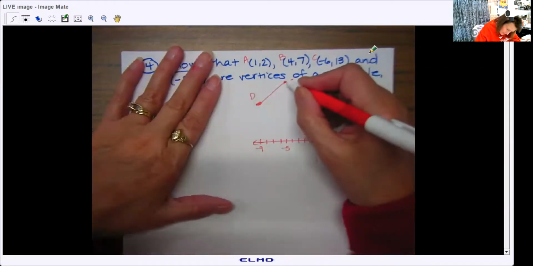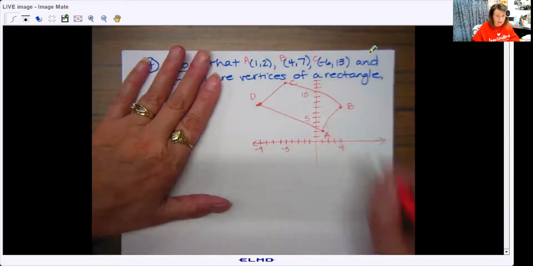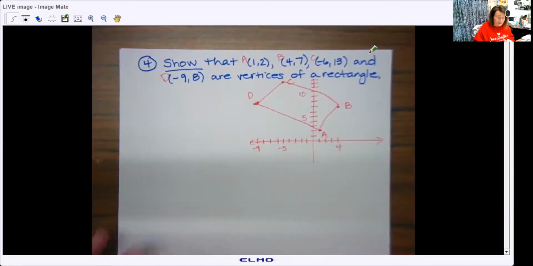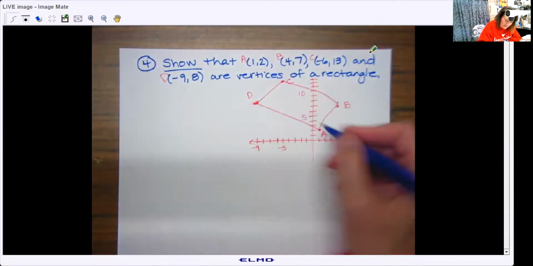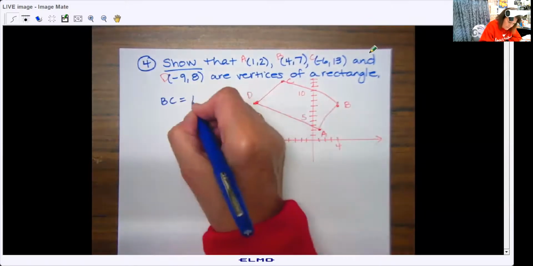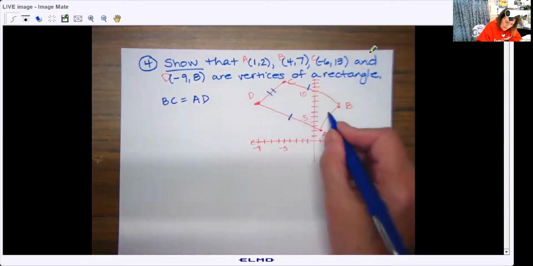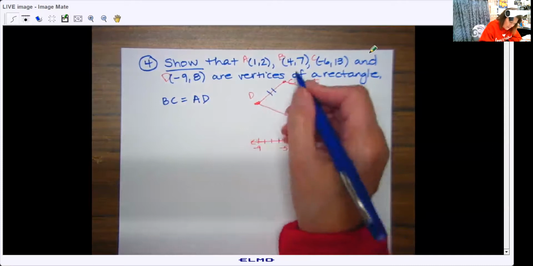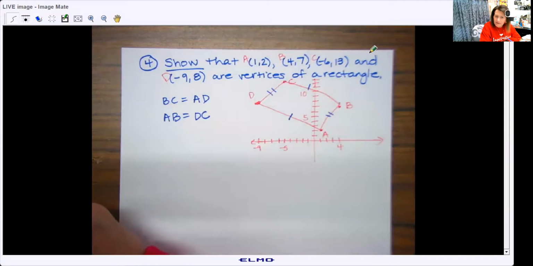Okay, you can see, oh my goodness, I can't draw a straight line. You can definitely not tell from my graph whether that's a rectangle or not. Cannot tell. Let's talk about how we know if something is a rectangle. Can I just find this distance, BC and AD, and show that BC is equal to AD, and that AB is equal to DC? Would that be enough to show that that's a rectangle?